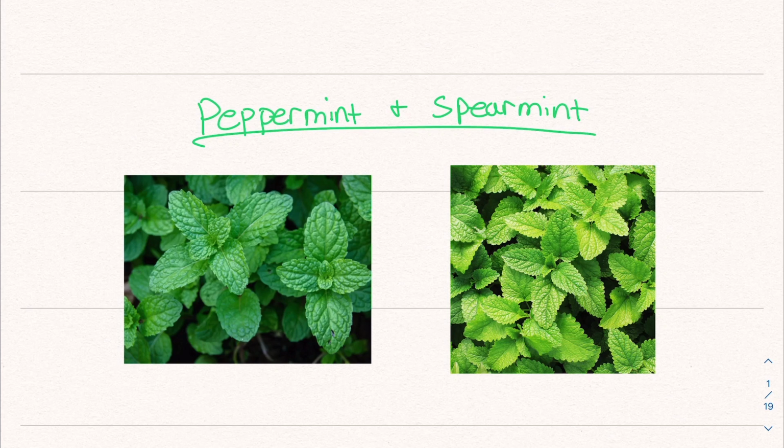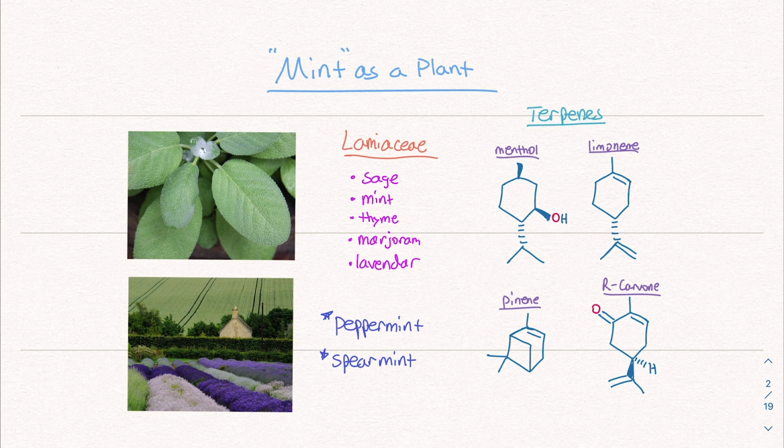Today we're going to be talking about peppermint and spearmint. We're going to talk about some of the chemistry and the uses of the active ingredients in these plants. So let's get started. Let's talk about mint as a plant.